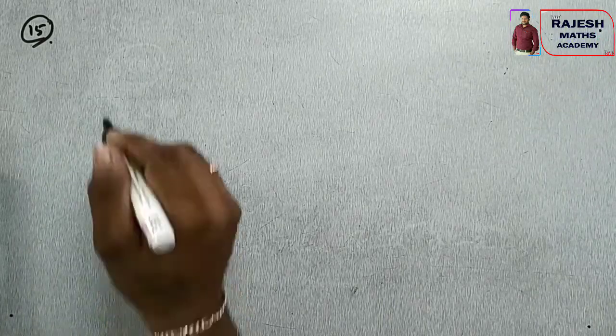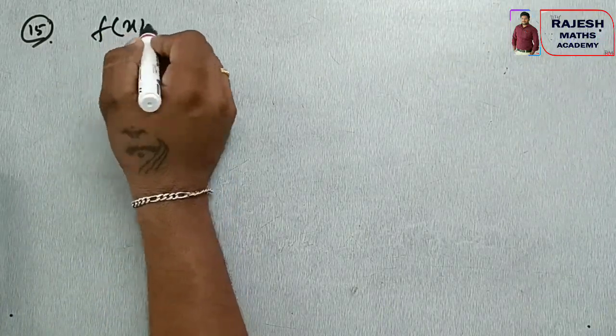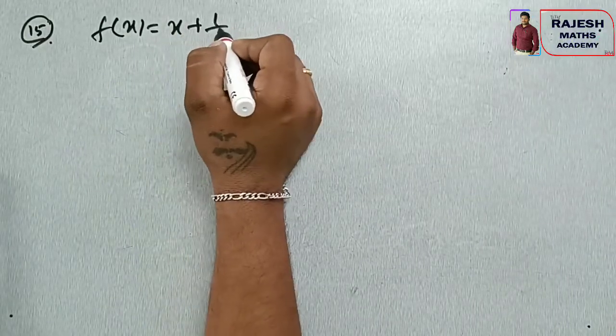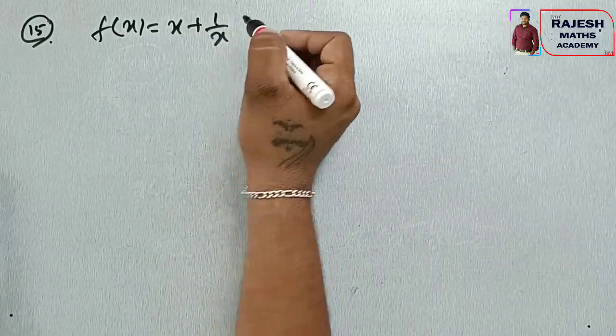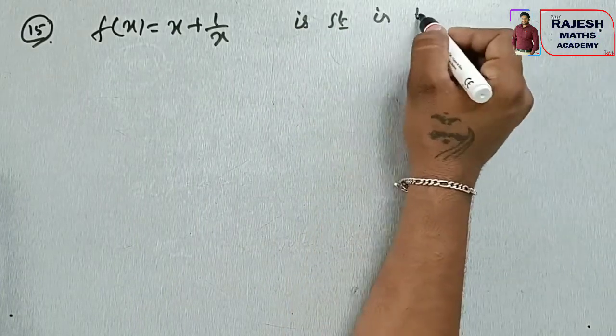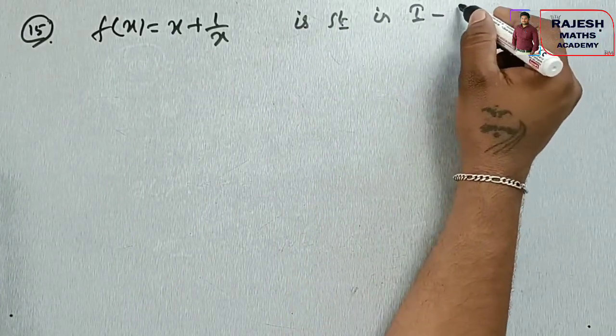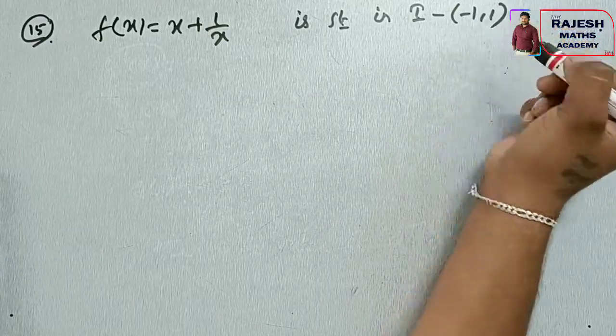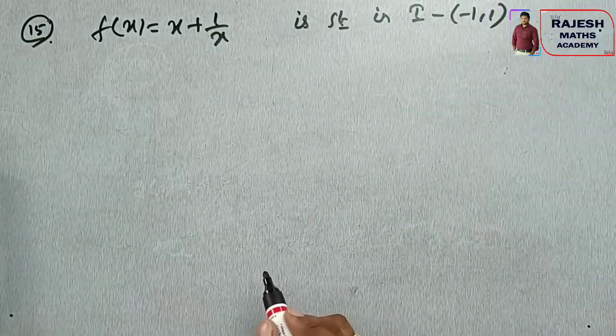Next question. So question number 15, what is given? Let I be any interval disjoint from minus 1 to 1. Prove that the function f of x equals x plus 1 by x is strictly increasing in I. This interval is disjoint from minus 1 to 1, so we should exclude minus 1 to 1.